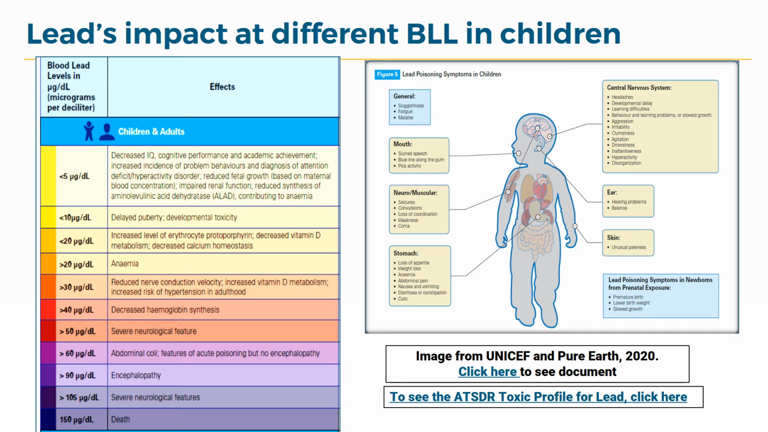Since high levels of exposure affect the functioning of kidneys, liver, endocrine, and gastrointestinal systems, weight loss as well as delays in growth and puberty can result. The Agency for Toxic Substances and Disease Registry, ATSDR, has a toxic profile that goes into more detail on these effects.